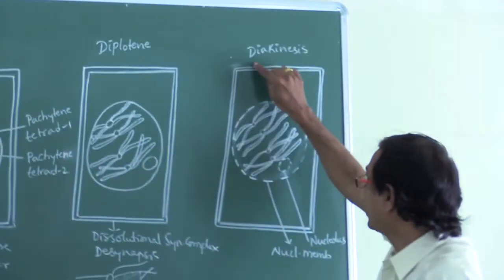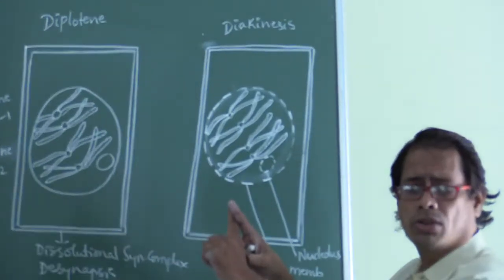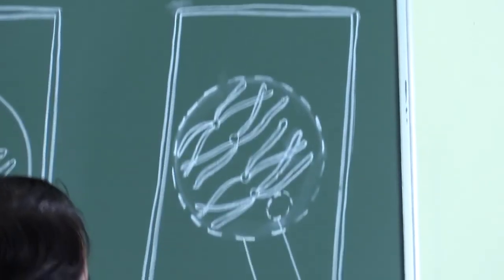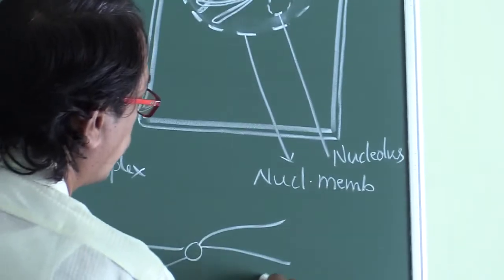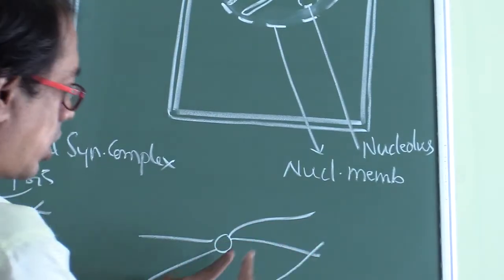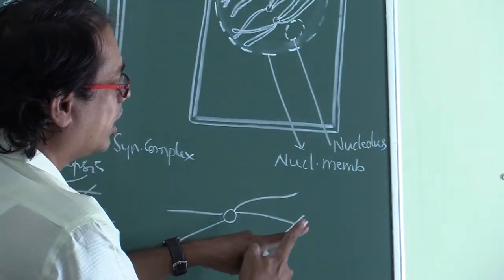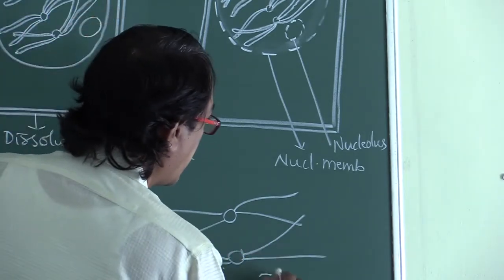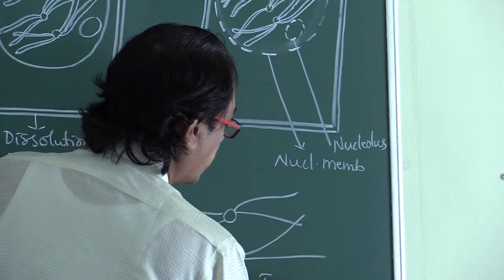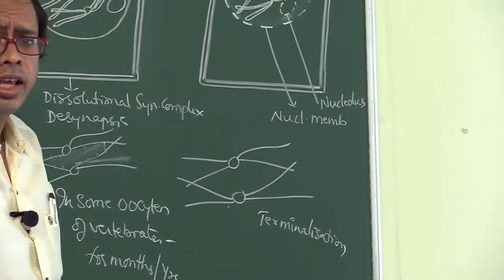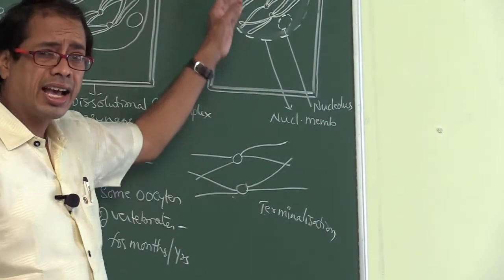And the last phase of prophase 1, diakinesis. So, here the chiasmata look like this. The chiasmata move toward the ends of the chromosome. Let us suppose this is the chromosome. This is so-called terminalization. This is very, very important. Terminalization of chiasmata occurs in diakinesis.